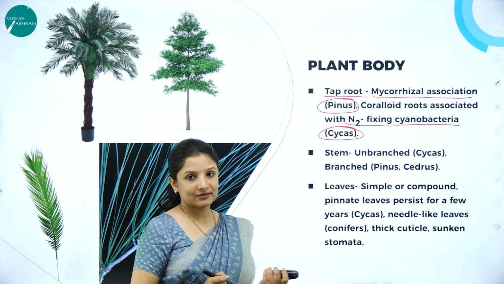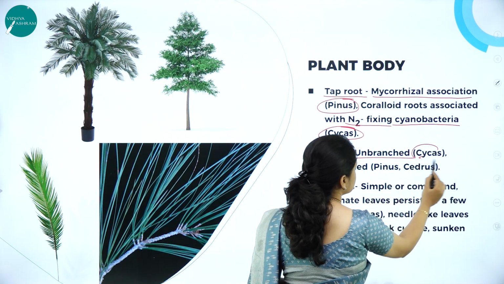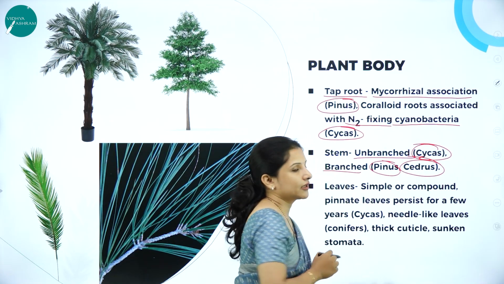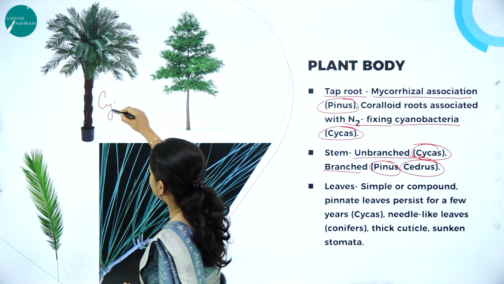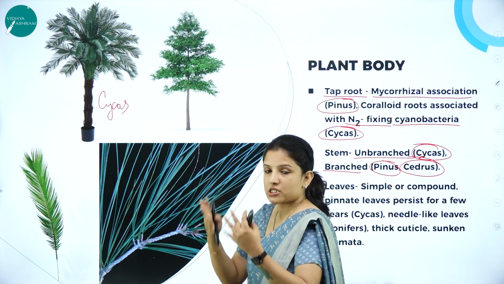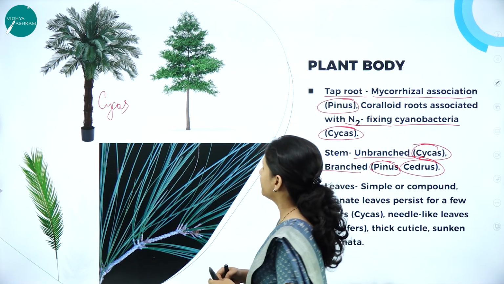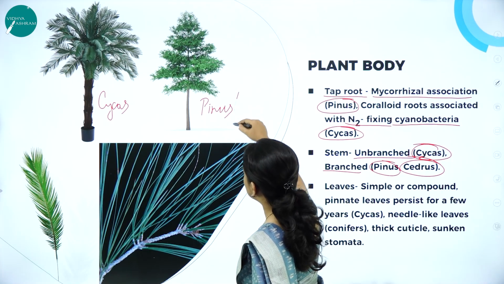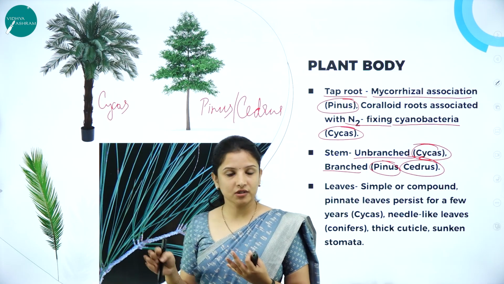Looking at the stem of gymnosperms, the stem can be unbranched in the case of Cycas, or it can be branched in the case of Pinus and Cedrus. You can have a look at this image, wherein this is Cycas. Can you see? It just looks like a coconut tree where the stem is unbranched, no branching, just one main mother stem, and next we have the foliage there. But in the case of Pinus or Cedrus, there is a lot of branching found in the tree.